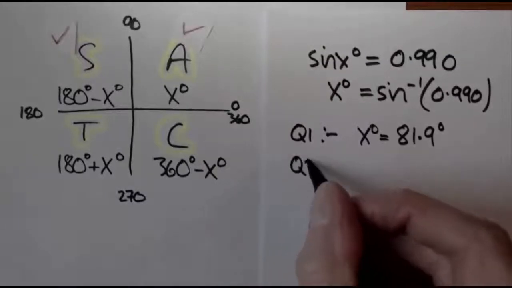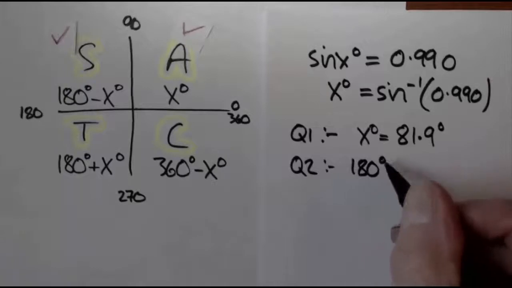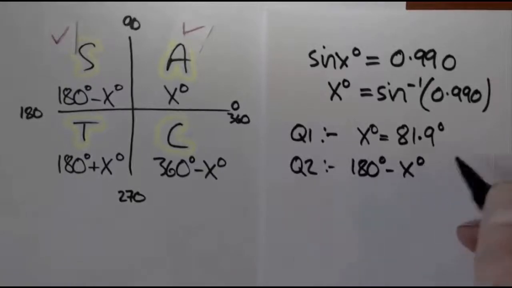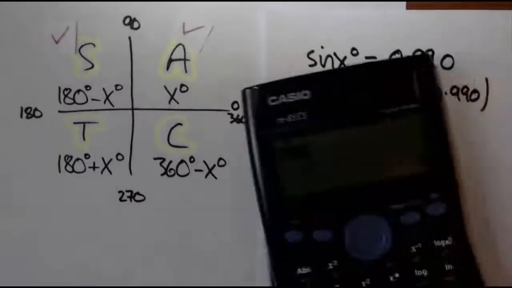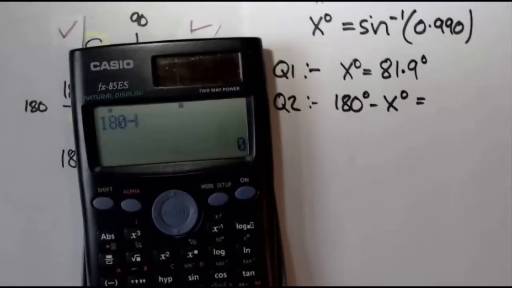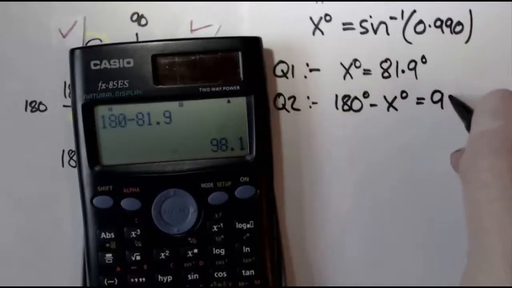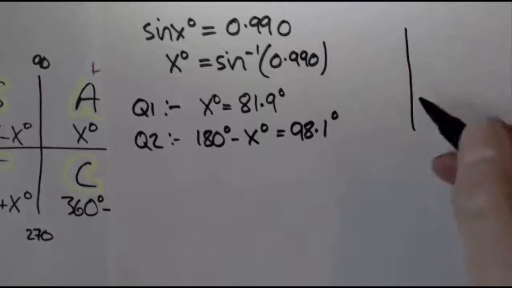And to work that one out, all we do is we say it's 180 degrees minus what you've worked out for quadrant 1. So we have 180 minus 81.9, so that is 98.1 degrees.